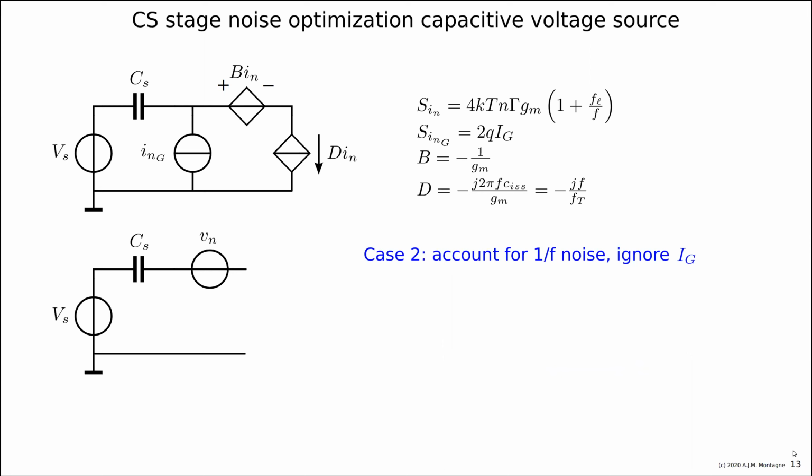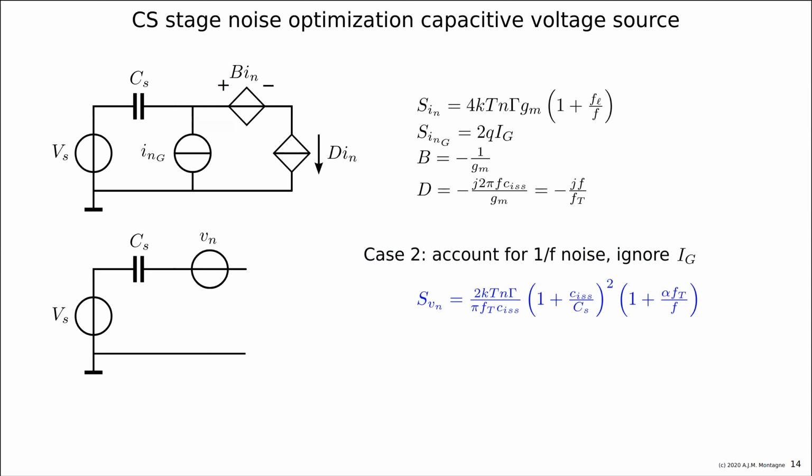Now let's go to the second case. I will click the poll away. Let's go to the second case and account for the 1 over F noise, and again ignore IG, because we now already know what IG will do. And then we write FL, the corner frequency of the 1 over F noise, as a function of FT, and that is a constant times FT, as we have discussed before, and this constant depends on the process. So I gave it just a name, alpha.